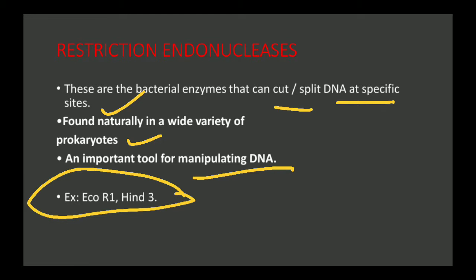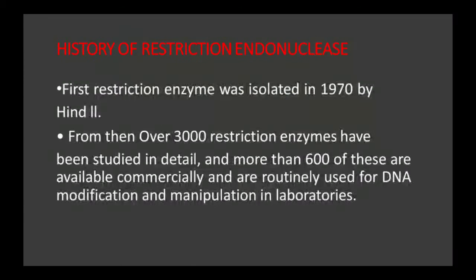Examples are EcoRI and HindIII. If we go back to the history of restriction endonuclease, we can see that the first restriction enzyme was isolated in the year 1970 by Hamilton Smith. From then on, more than 3000 restriction enzymes have been studied in detail, but more than 600 of these are available commercially and are routinely used for DNA modification and manipulation in various research work and laboratories.